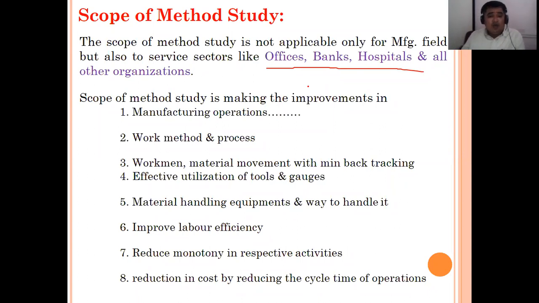Then workman and material movement, this is again an important part: how the material moves from one point to another. In that case also we can apply method study, with minimum backtracking. Minimum should come back, maximum should go forward. Then effective utilization of tools and gauges. Whatever tools are required for a particular machine, whatever the repair tools, maintenance tools, etc.